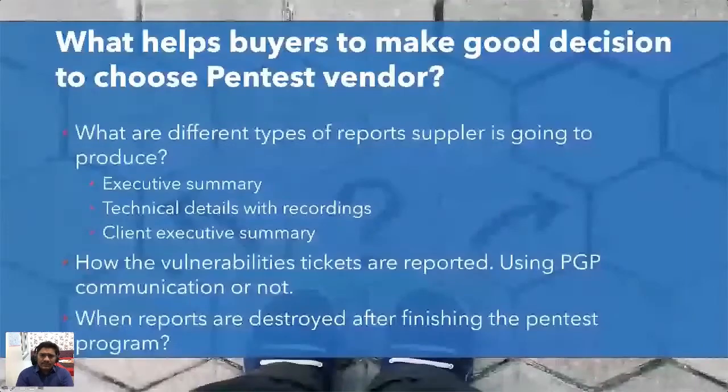Now, what are the different types of reports the supplier is going to produce? This is again an important question. They should come up with the executive summary, technical details, and client executive summary. On top of that, they might provide you an Excel sheet on a daily basis based on whatever vulnerabilities they found so far, right? And the next question would be how the vulnerability tickets are reported, because tickets contain very critical information, and that has to be encrypted. So I recommend that you use PGP communication, or there should be some other way to deliver these tickets securely to your company, right?